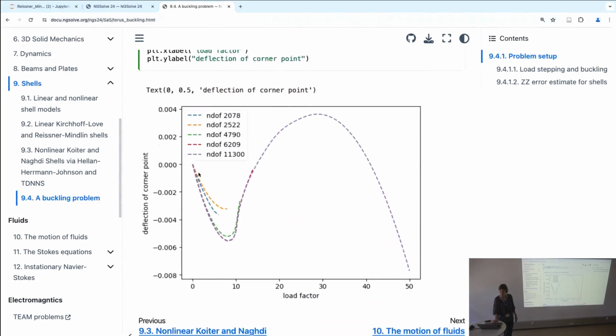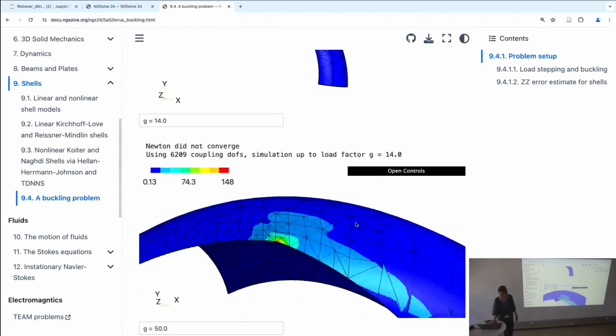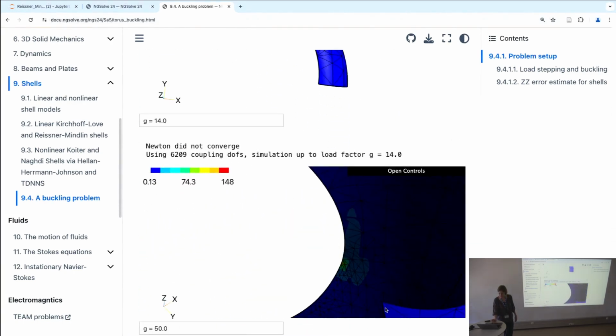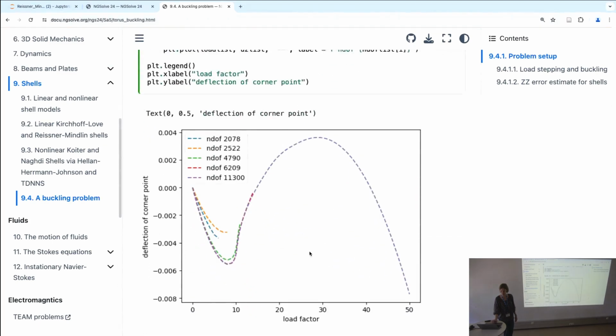So here you see the evolution of, I think, this point here at the end of the beam with mesh refinements. And that the last one, 10,000 degrees of freedom, is not a lot for such a problem, is then the correct behavior.